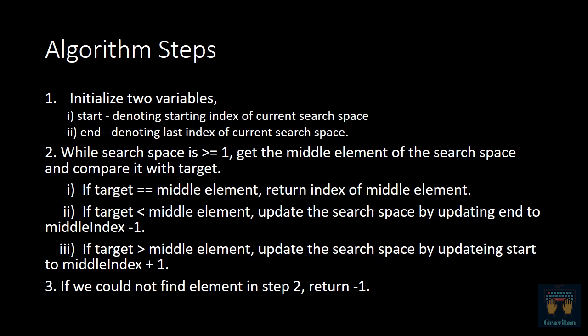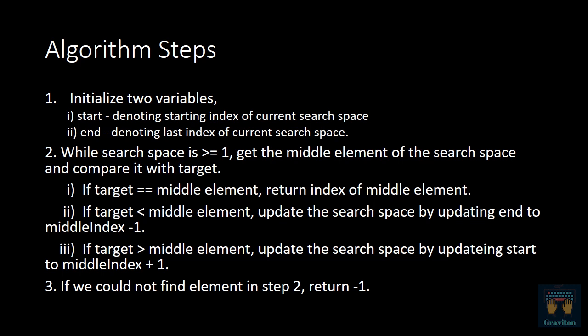If the target is greater than the middle element, we will update the search space by updating start to middle index plus 1. Now the first index of our search space would be to the right of the middle index. And if after reaching a search space of 1, we were not able to find the target in our array, it means that the target is not present in the array, and we will return minus 1.